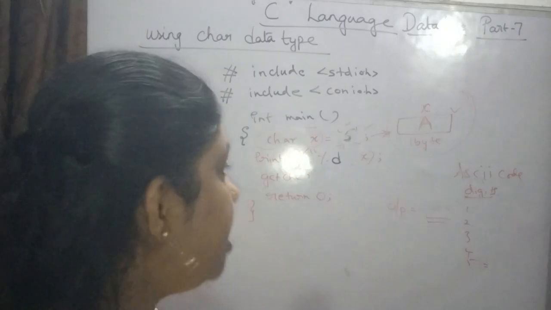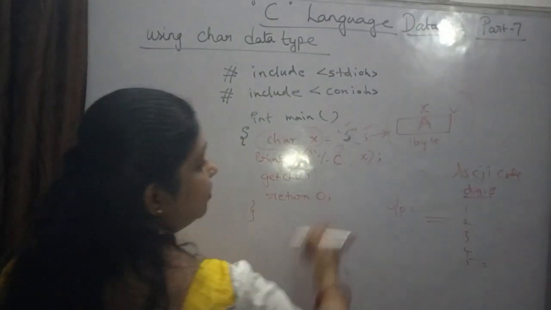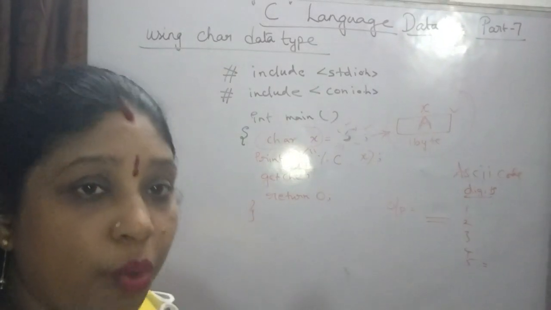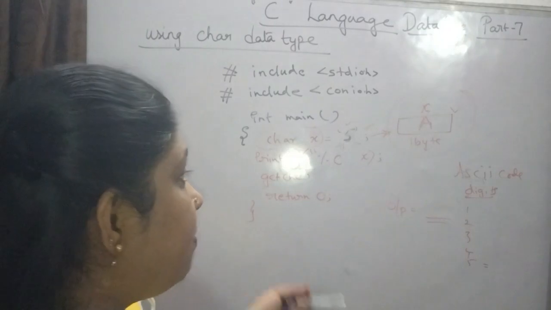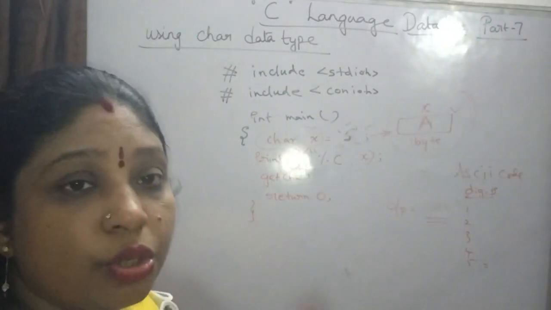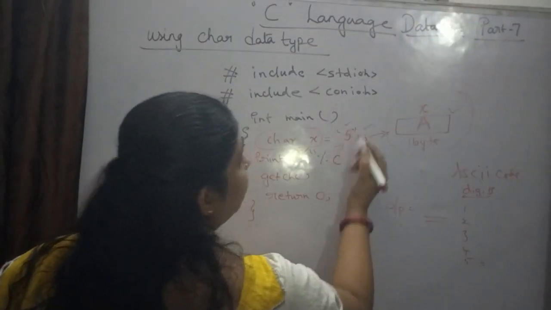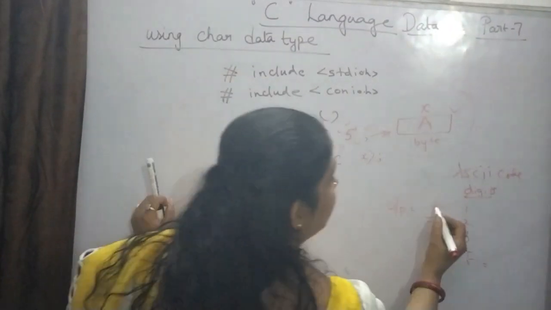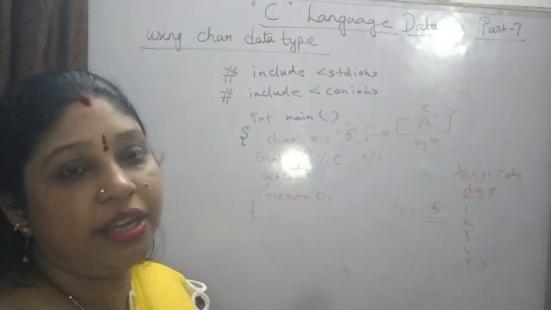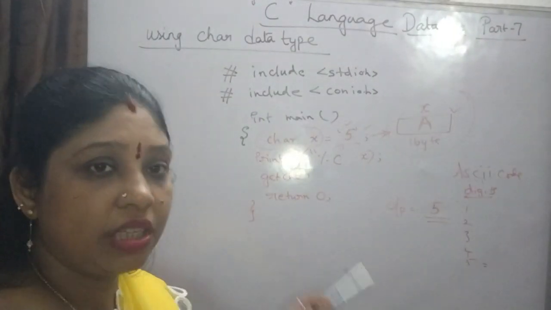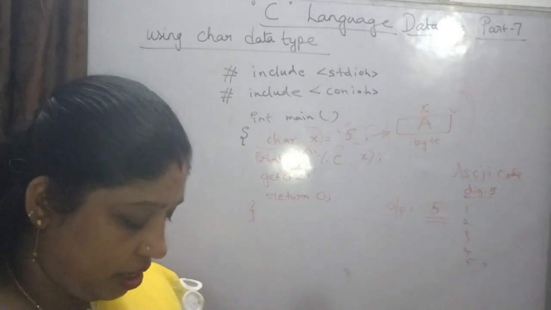Okay, suppose instead of %d, you have given %c. You want the compiler to display the character which you have assigned to the variable. The character you have assigned here is 5, so that 5 is displayed here. That particular character is displayed over there. So understood, this is the way the compiler checks the character data types.